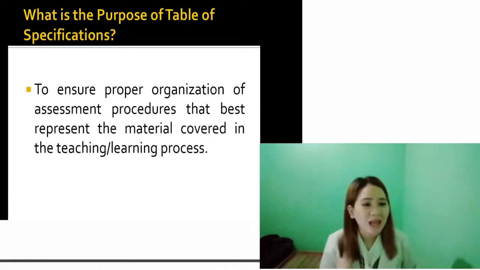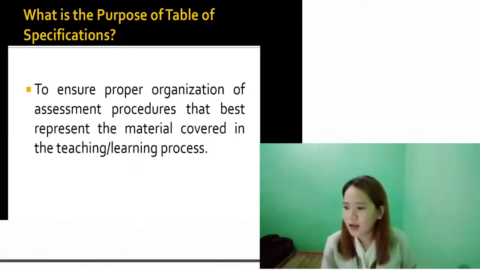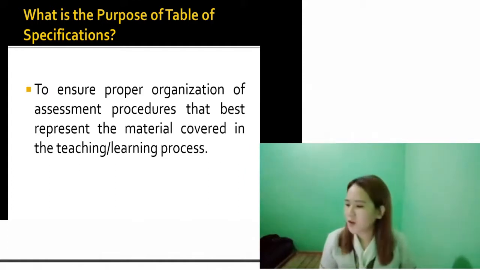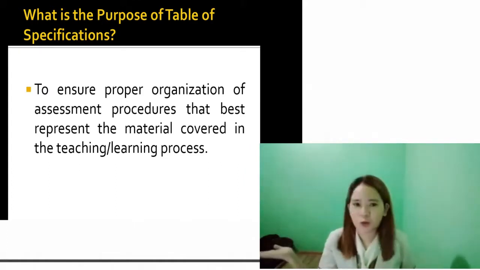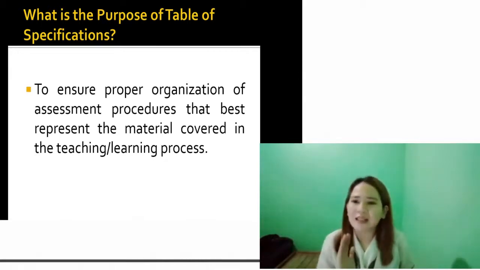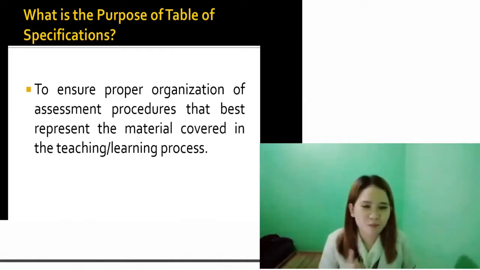Okay, so now let's talk about the purpose of Table of Specifications. So, what is the purpose of Table of Specifications? Sabi dito, to ensure proper organization of assessment procedures that best represent the material covered in the teaching and learning process.